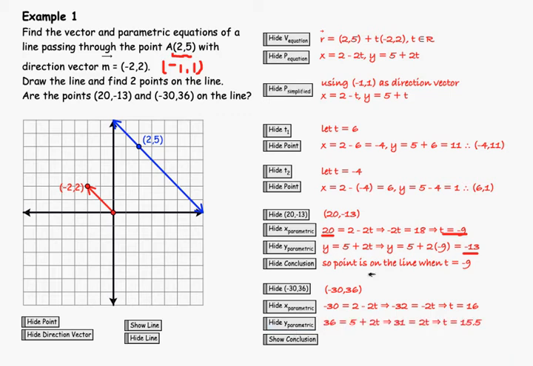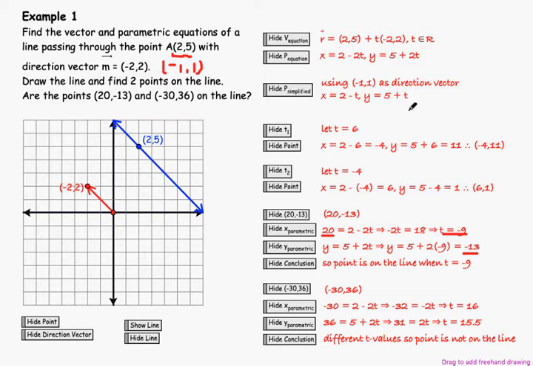So, well, actually, I didn't do that. So now I'm showing you an alternate way to do that. I'm plugging the 36 in here, equals 5 plus 2t. So 36 minus 5 is 31. It's 2t. That gives me t is 15.5. Notice those are two different t values. We need a t of 15.5 to get the 36. We need a t of 16 to get the negative 30. Therefore, the point isn't on the line.